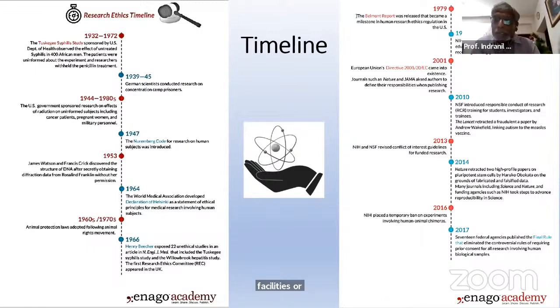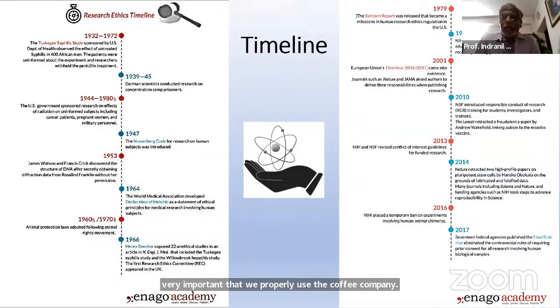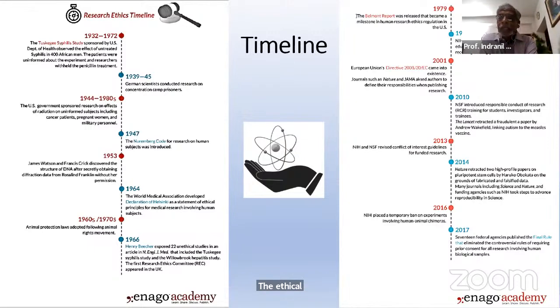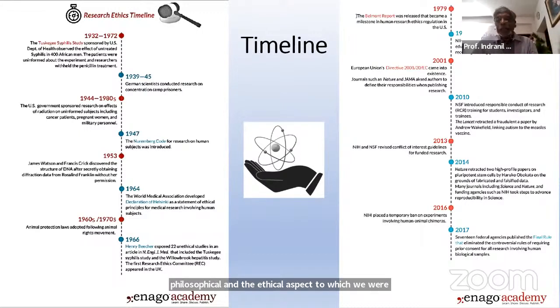State public universities are run on public money. So it is very important that we properly utilize the public money. Now here again, you go back and look at the philosophical aspect, the ethical aspect, forget the research part, but the philosophical and the ethical aspect which we were discussing yesterday, again, very much comes into the picture here. It very much comes into the picture.